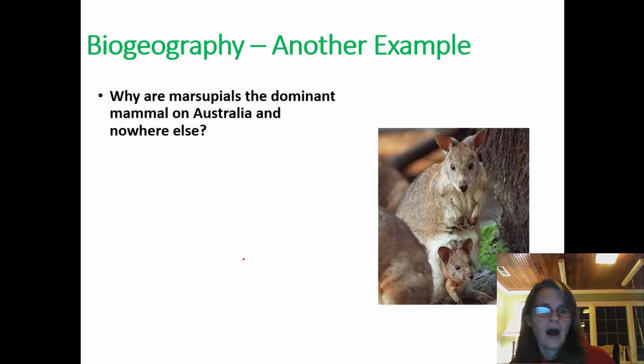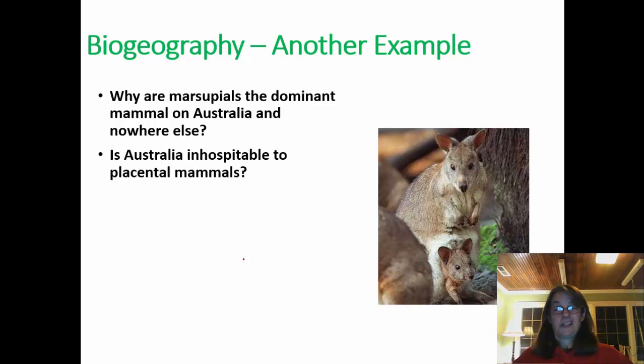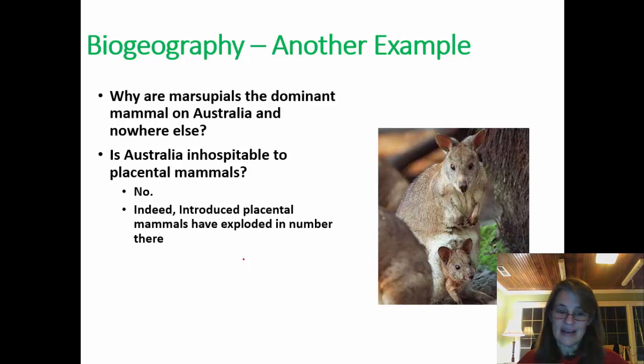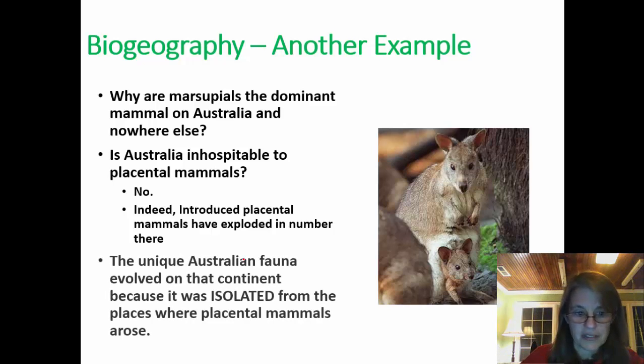Another example, why are marsupials the dominant mammal on Australia, the continent of Australia, and nowhere else, okay? Nowhere else do you find marsupials as the main mammal. Is Australia just inherently inhospitable to placental mammals? The answer, of course, is no. In fact, anytime placental mammals have been introduced on Australia, they have exploded in numbers there. They do very, very well and actually tend to outcompete the marsupials that are present.